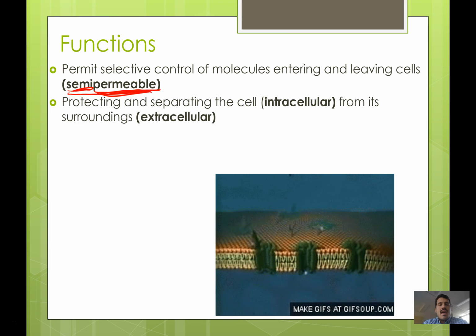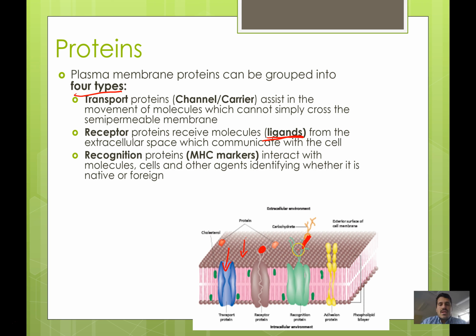And then recognition proteins are very much like receptor proteins, but they're important because they interact with molecules, cells, and other cellular agents and identify whether it's native or foreign. So, for example, if something meets up with a recognition protein, that recognition protein is going to say, oh okay, that's just another one of the cells of Mr. Mallow's body. Or it's going to look at this recognition protein and go, oh, this is foreign. I'm going to have to attack this cell later on.